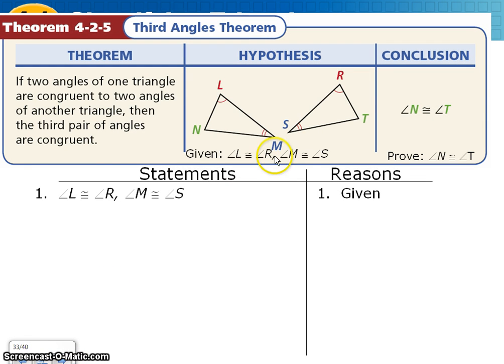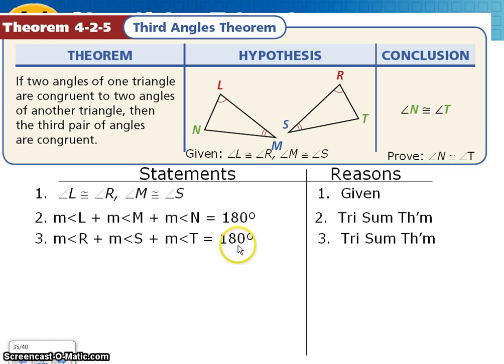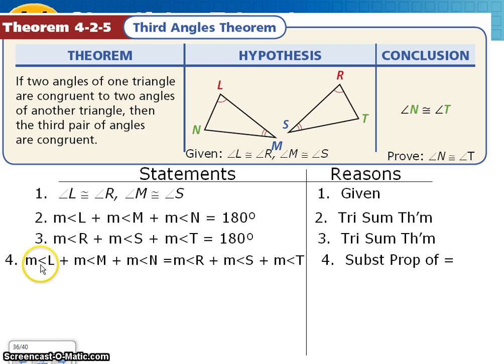So, we're given two pairs of congruent angles between the triangles, which is going to mean that in triangle LMN, the three angles add up to 180 degrees, and in triangle RST, the three angles also add up to 180 degrees, both by the triangle sum theorem. Both add up to 180, which means the measures of L, M, and N add up to the same thing as the measures of R, S, and T with a little bit of substitution.